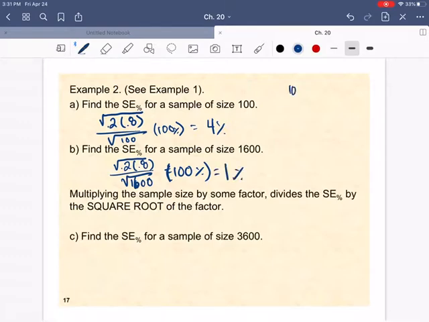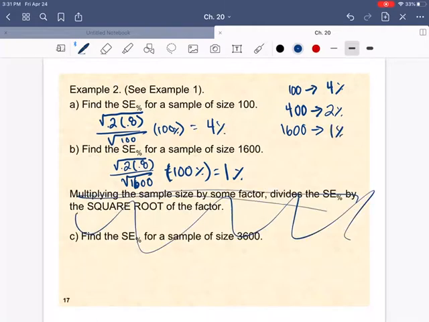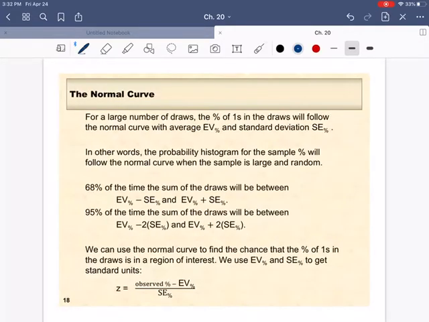1%. Okay, with a sample size of 100, we had a standard error of 4%. With a sample size of 400, we had a standard error of 2%. With a size of 1600, we had a standard error of 1%. So again, this is just drilling home the fact that a bigger sample size is better. You're going to have less standard error, or less error in general, for that sample.